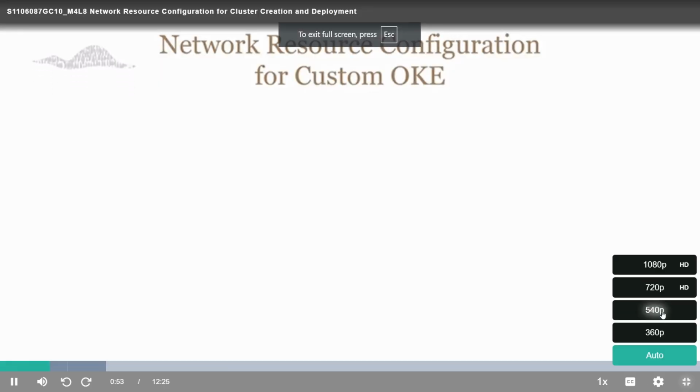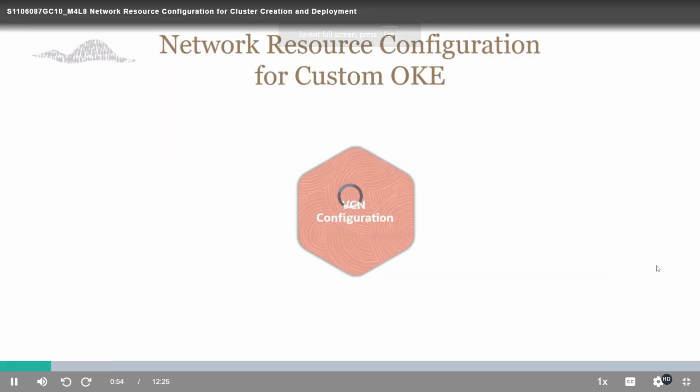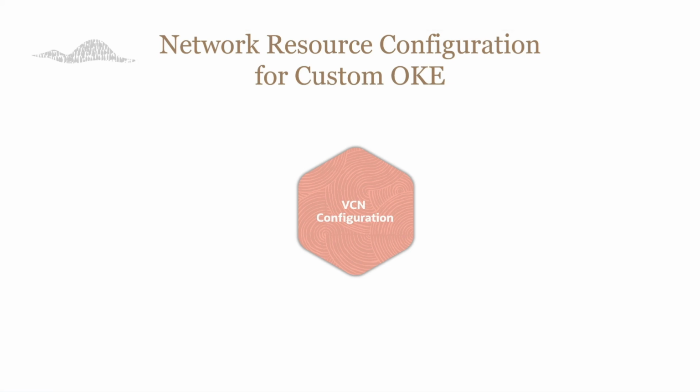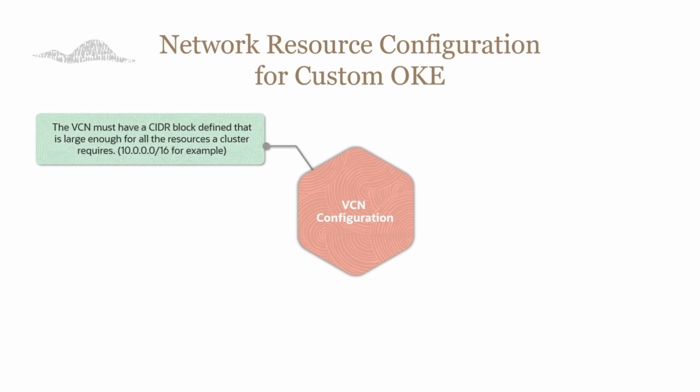First up, let's take a look at VCN configuration. VCN configuration is the bedrock of your custom OKE cluster, and it's crucial to get it right. Here are some compelling reasons why VCN configuration deserves your utmost attention. Your VCN must have a properly defined CIDR block that's spacious enough to accommodate all the critical cluster resources. This includes the Kubernetes API endpoint, worker nodes, pods, and load balancers. A /16 CIDR block like 10.0.0.0/16, for example, is generally sufficient for most use cases.